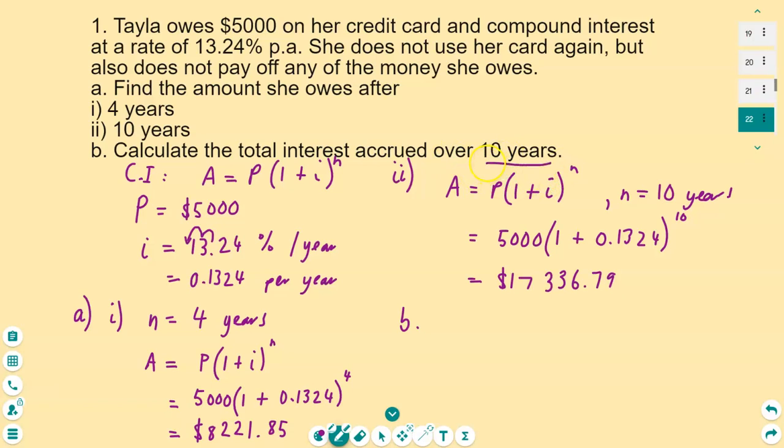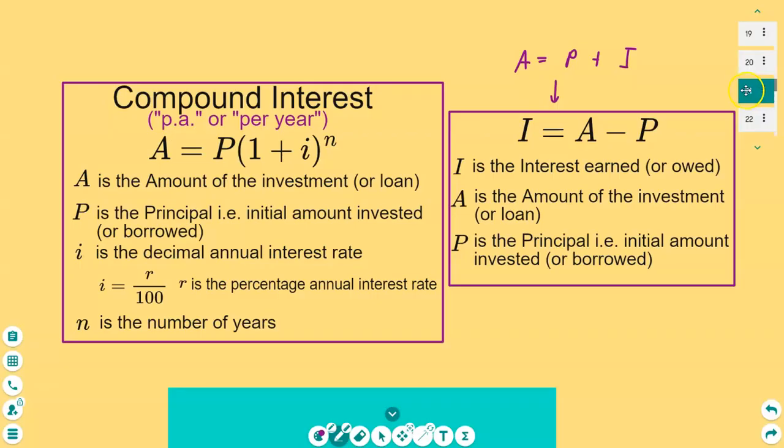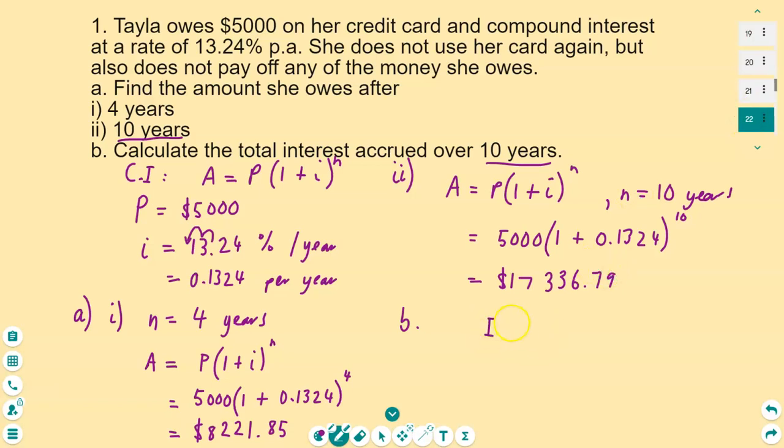Okay. Calculate the total interest accrued over 10 years. All right. So like I said in disbelief just then, that's a lot of interest. If we come back to our formula, we've got I equals A take P. I equals A take P. So A is, where were we? Oh, yeah. Our amount after 10 years, right? Because we want the total interest accrued over 10 years.